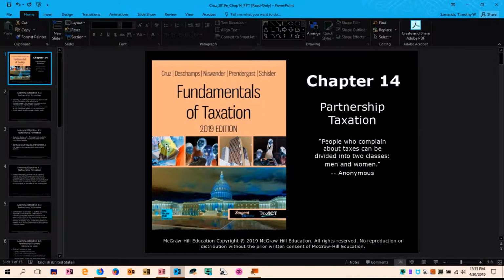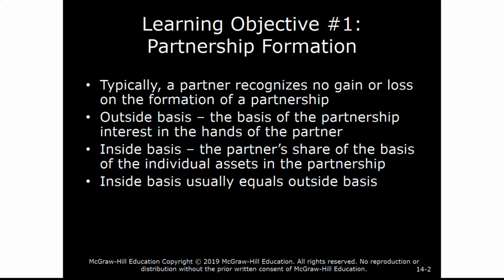This week we're covering Chapter 14, which deals with partnership taxation, and we'll be drawing upon a lot of what we learned in previous chapters, especially the terminology and some income recognition concepts for tax purposes. So partnerships generally form to leverage either the assets of more than one person or the skills or experiences of more than one person, or a combination of the two. And so, generally, when a partnership forms, it recognizes no gain or loss.